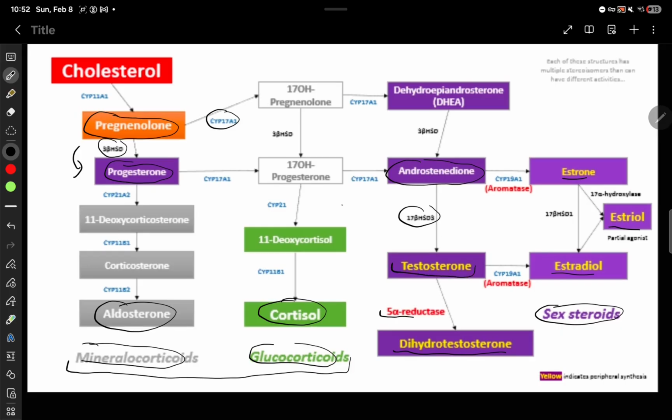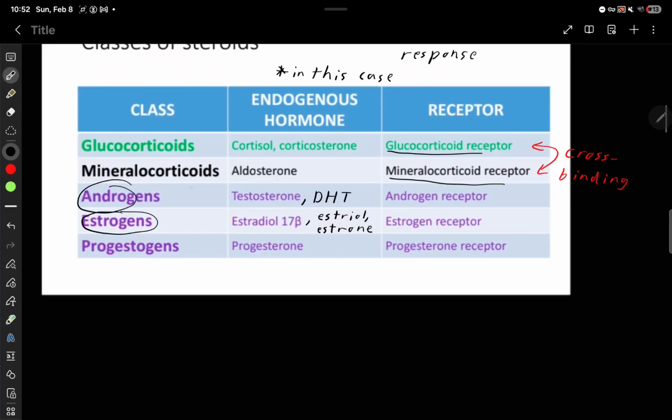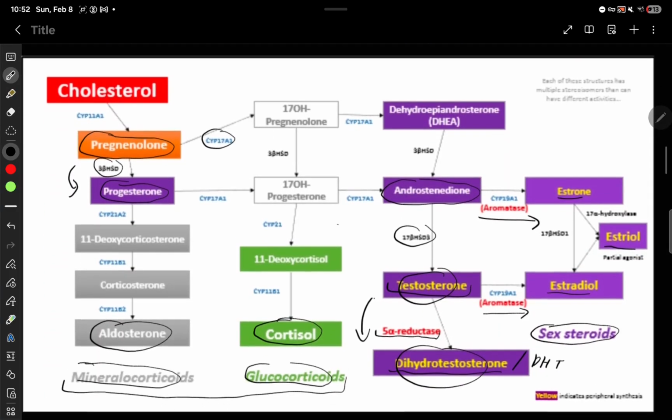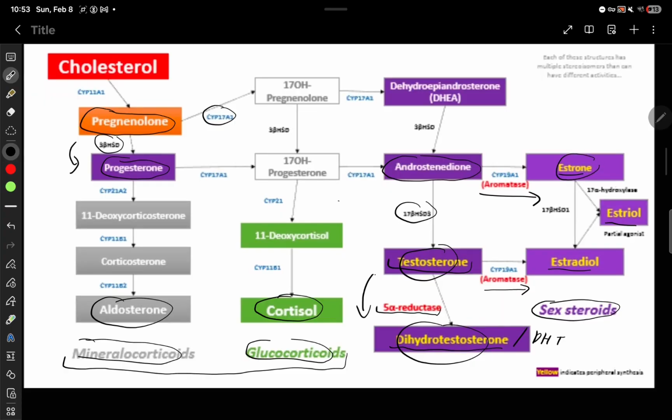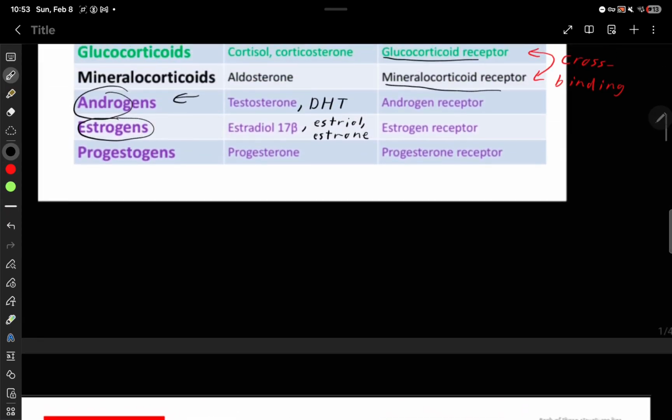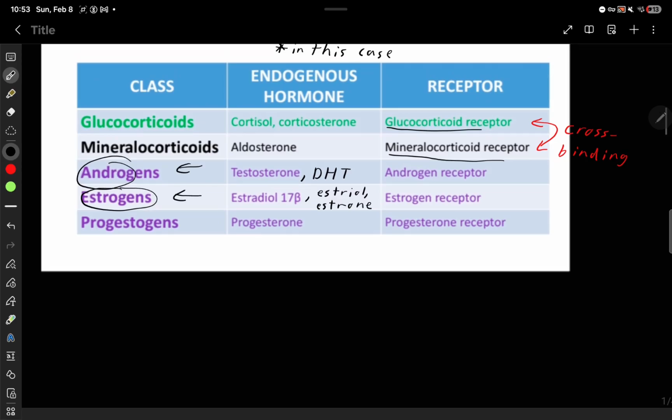And then 5-alpha reductase, another enzyme, can turn testosterone into dihydrotestosterone, also known as DHT. Aromatase is another enzyme, and aromatase is interesting because it can turn androstenedione into estrone, and it can turn testosterone into estradiol. So remember that testosterone and DHT, these two are both androgens, whereas estradiol, estrone, and estriol, these three are, as the name suggests, all types of estrogens.